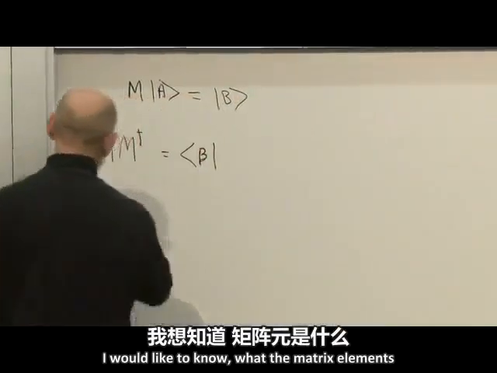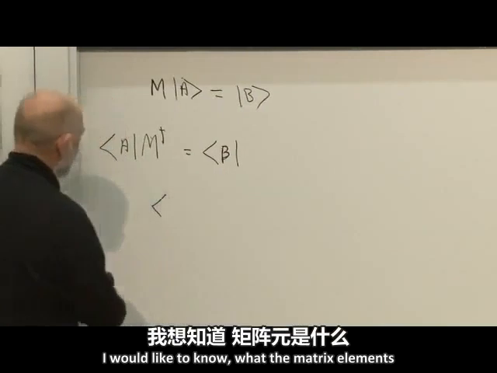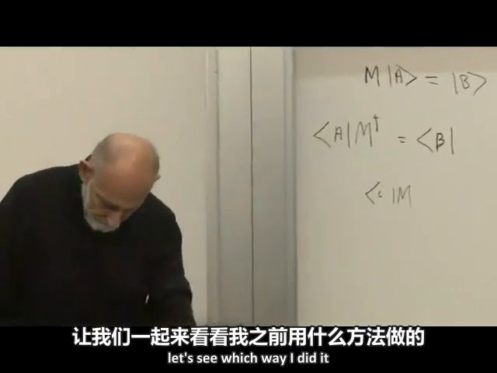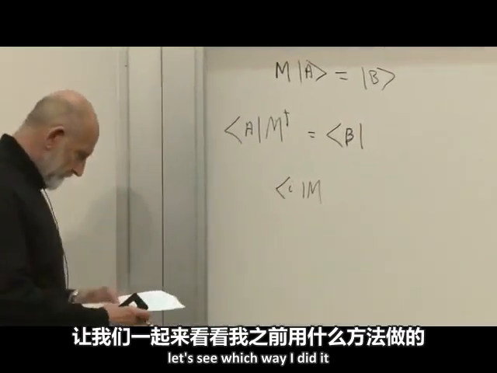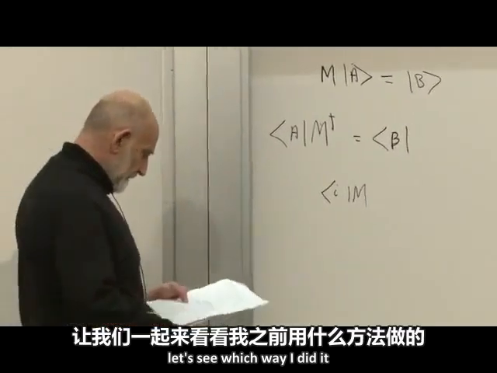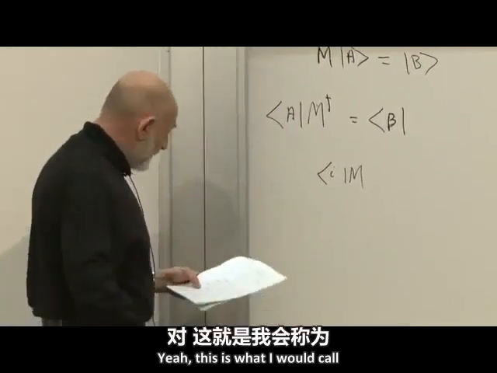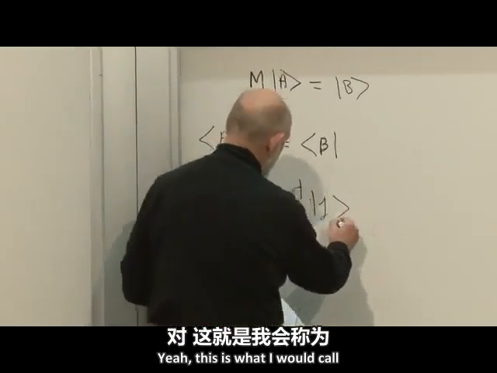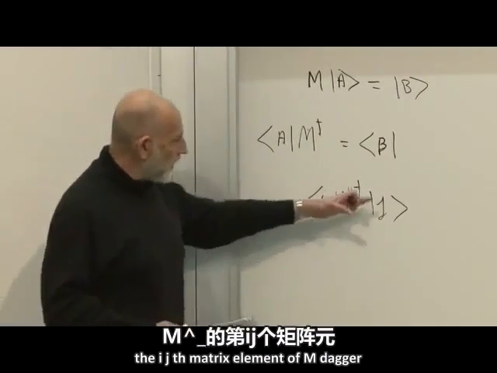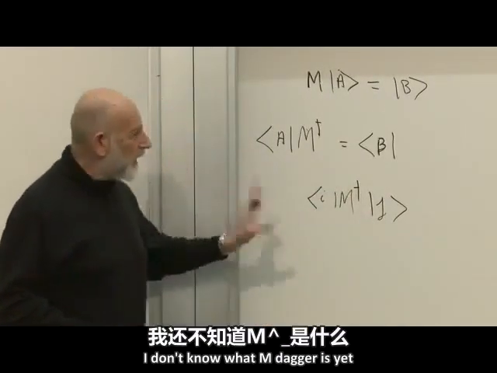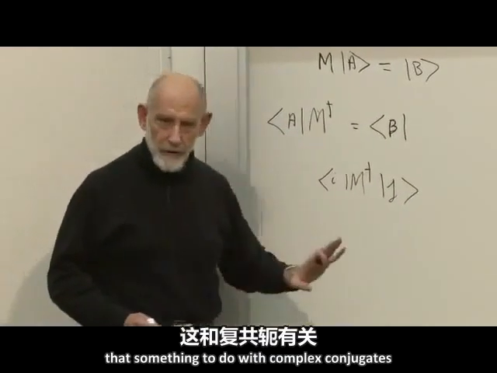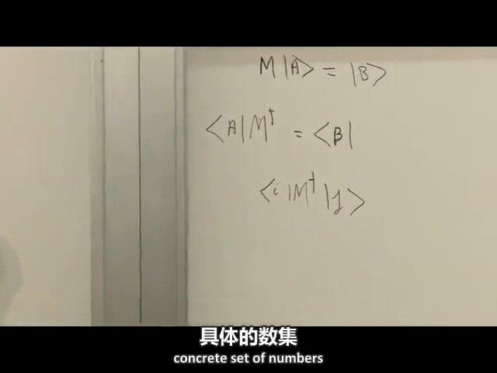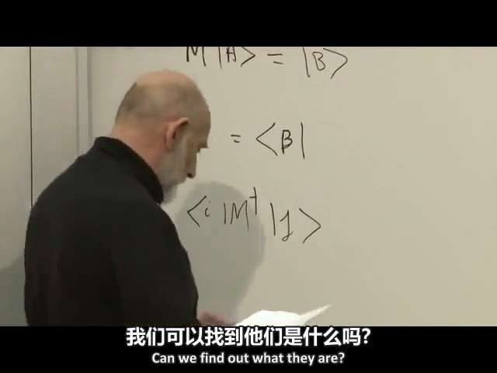I would like to know what the matrix elements are. This is what I would call the ij-th matrix element of M dagger. I don't know what M dagger is yet. I have a suspicion it has something to do with complex conjugates. But this is its matrix elements, a concrete set of numbers. Can we find out what they are?